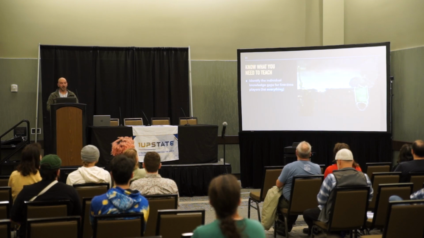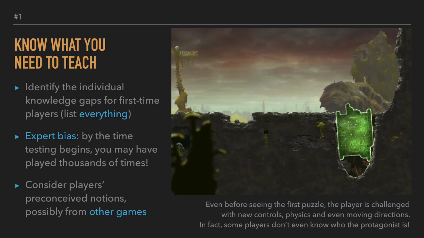So the first thing is figure out what it is that you're trying to teach. You need to identify the individual knowledge gaps and list everything. So you need to remember the expert bias. At the point where we show the game to testers or to other players, we have played it thousands of times, and things that are very obvious to us will not be clear to other people.